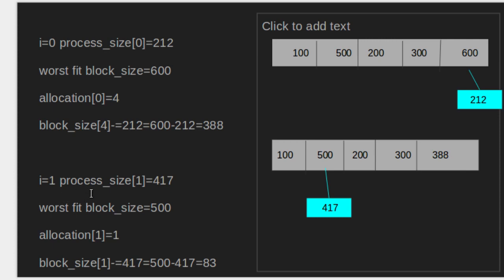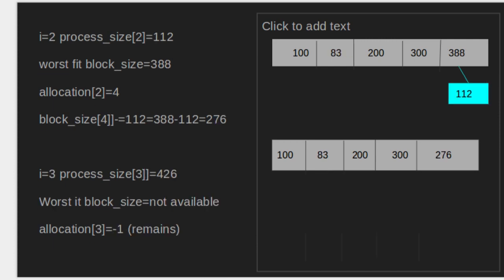When i equals 1, process size[1] equals 417. The worst fit block size equals 500. Allocation[1] becomes 1. Block size[1] minus equals 417, which is 83. Now, the available block sizes are 100, 83, 200, 300, 388.